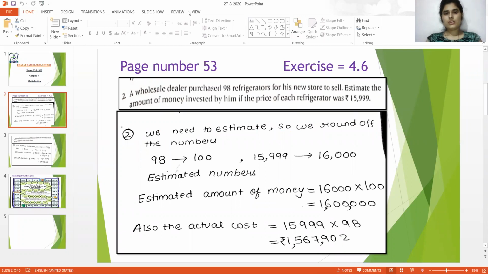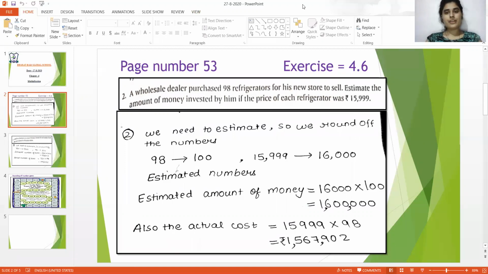This question is on page number 53, exercise 4.6. Let's read the question first. A wholesale dealer purchased 98 refrigerators for his new store to sell. Estimate the amount of money invested by him if the price of each refrigerator was rupees 15,999. So what we have to do here, we need to find out the estimated amount of money.